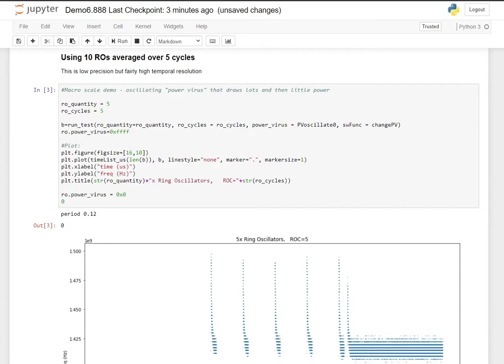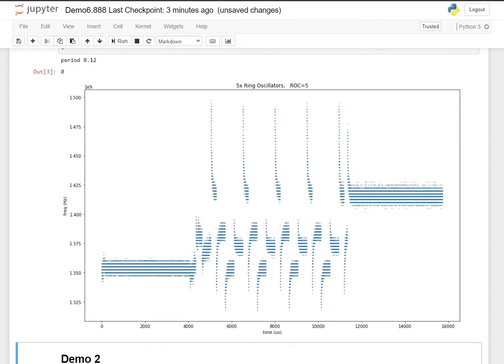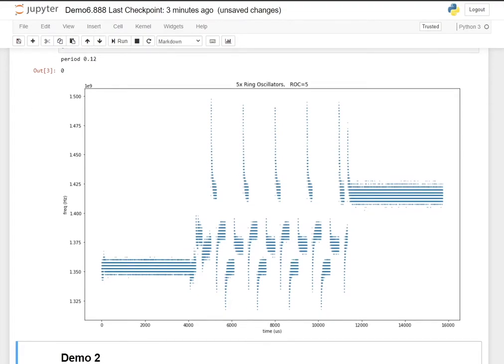This particular demo does a high power draw at the beginning for about 4 milliseconds, and then goes into an alternating mode, and then goes low power at the end. High power, of course, being a lower frequency. And this has a lot of quantization and a huge range of noise. There are various reasons for that, but it really boils down to I'm only using 5 ring oscillators in total to average together, and I'm integrating for a short period, in this case 5 integration cycles. I don't know the exact unit offhand.